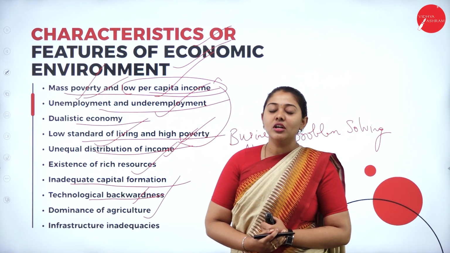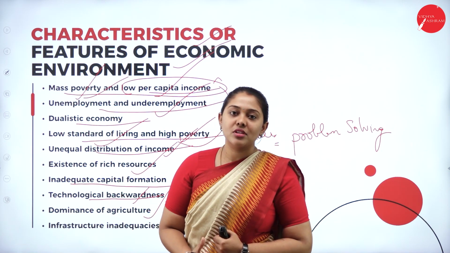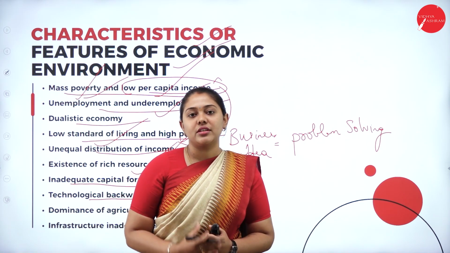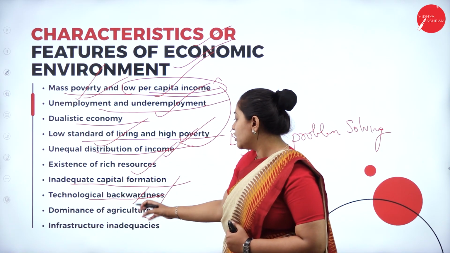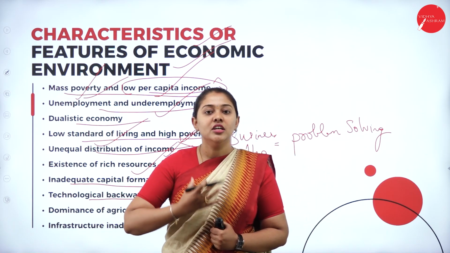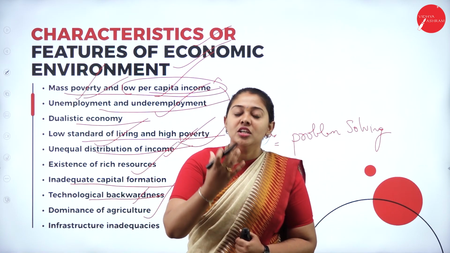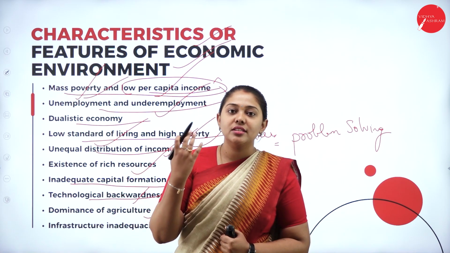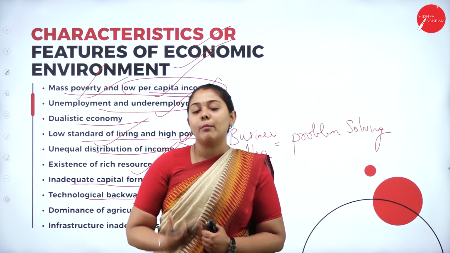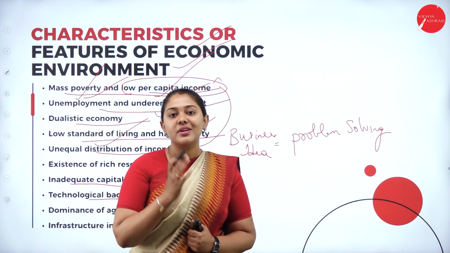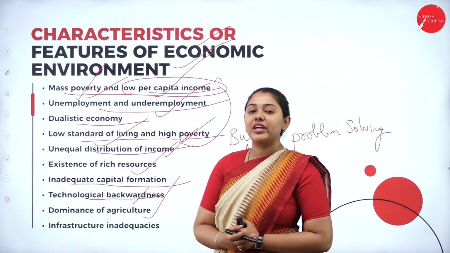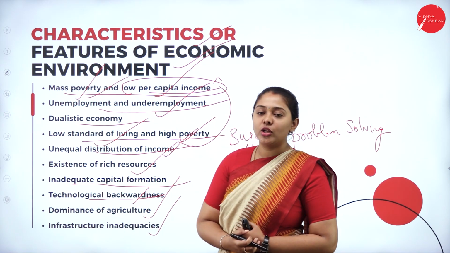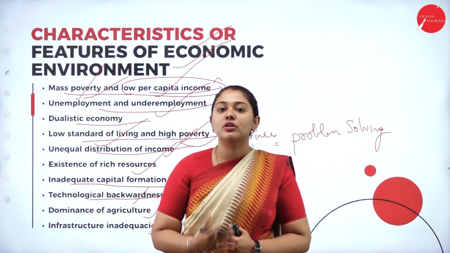Dominance of agriculture. Agriculture is seasonal. Nowadays, with hybrids, we are getting crops all around the year. But at the same time, the dominance of agriculture is more, and they are not concentrating more on the tertiary sector, the secondary sector industries and IT, that is software. The companies are coming in and outsourcing is happening, but still we can see the dominance of agriculture in our country. Then we have infrastructure inadequacies, infrastructure problems.